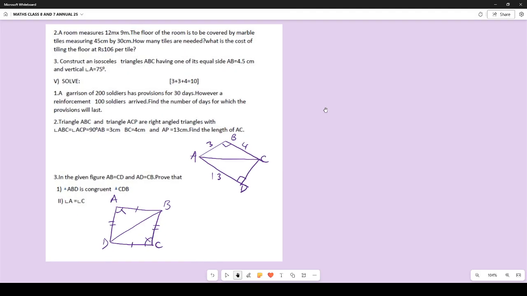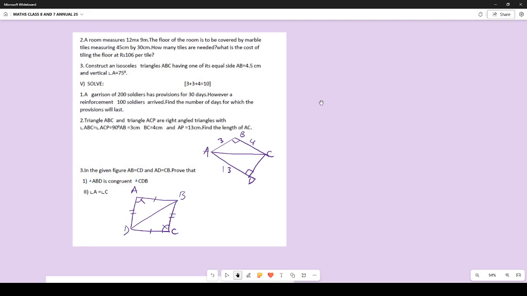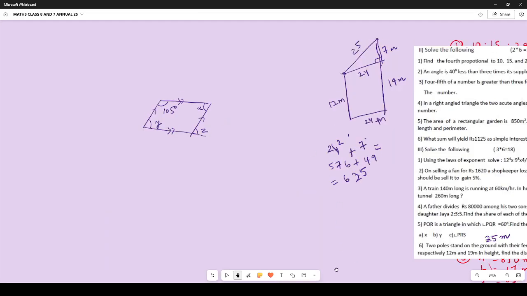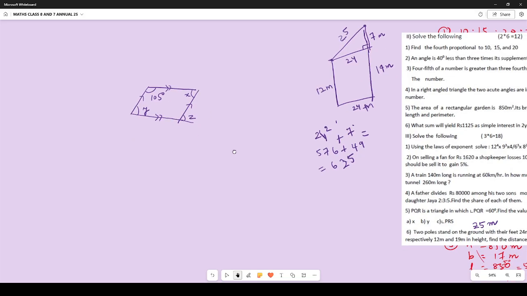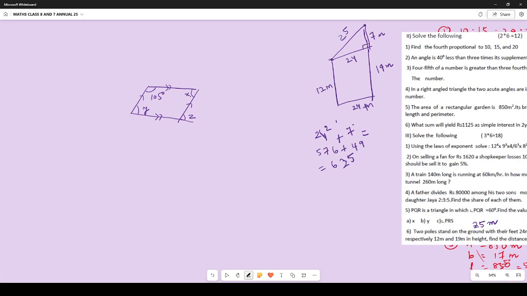Okay, so shall we just squeeze it a bit? I think I drew it somewhere. Yes, here it is, this parallelogram. So this figure is given over here, and you are asked to find the values of x, y and z. Now you see, in a parallelogram, these two lines are parallel to each other.